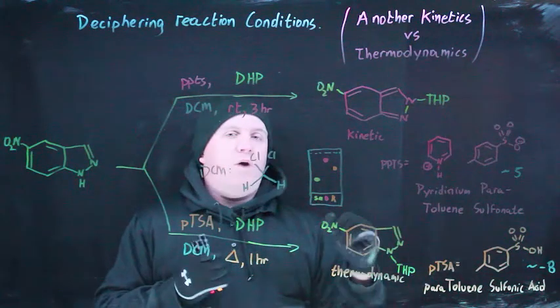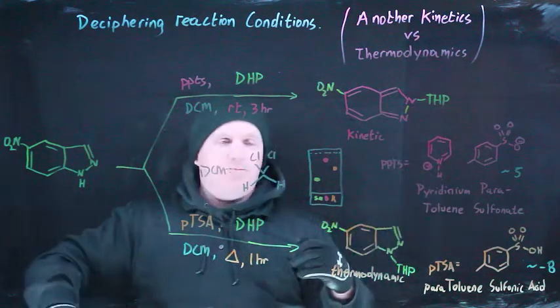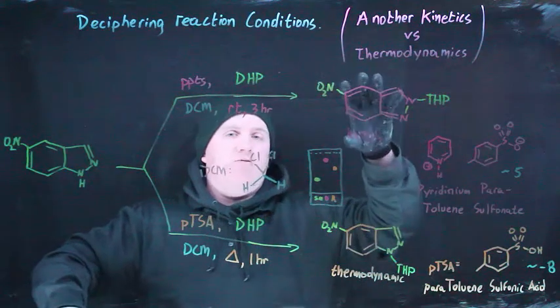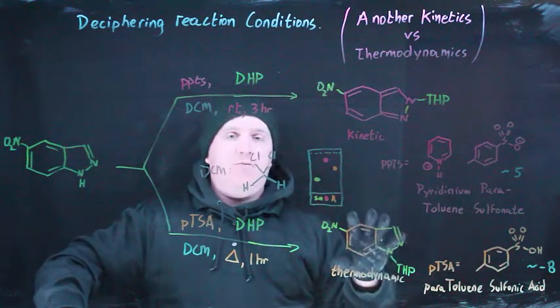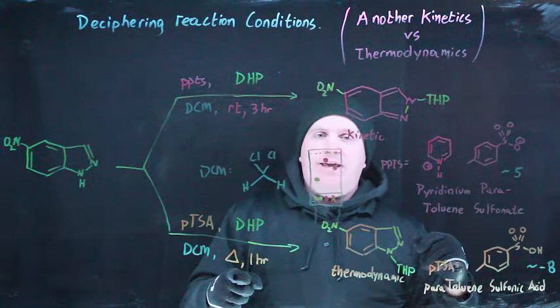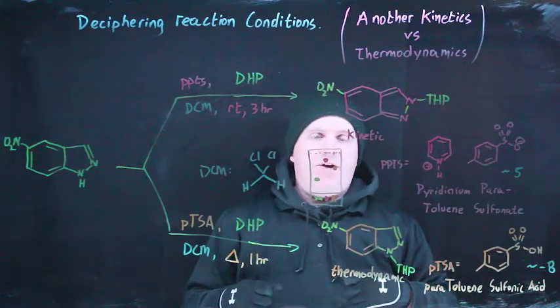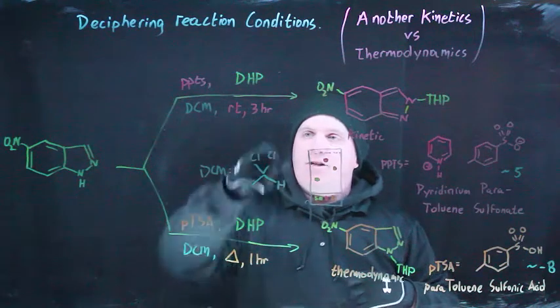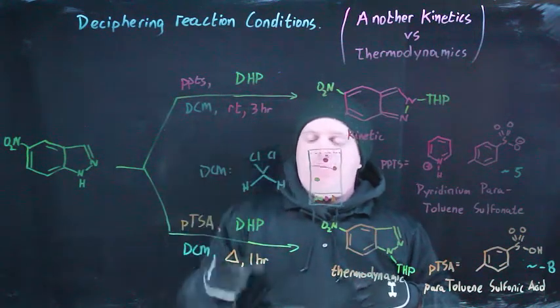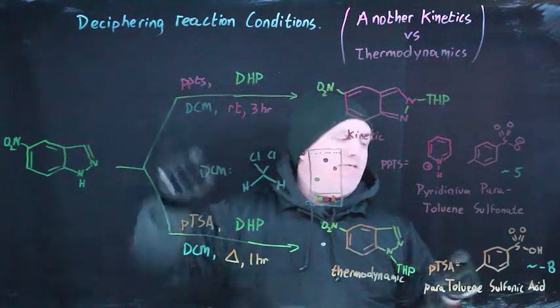If you have wildly different conditions, it is possible to access both material that can be formed more quickly and material that is going to be more stable in the end. Indicators like heat and extended time are indicators that you're headed toward a thermodynamic product, although in this case, the shorter time is a bit misleading because what matters here is the heat and the strength of the acid instead.